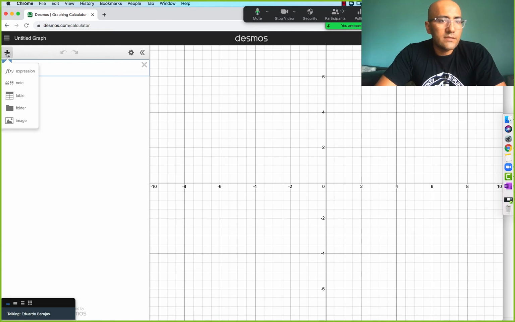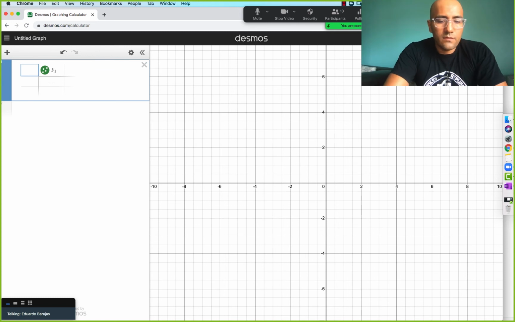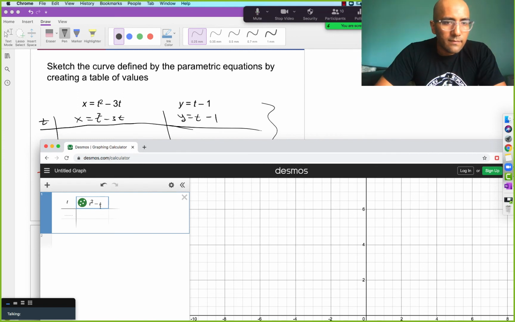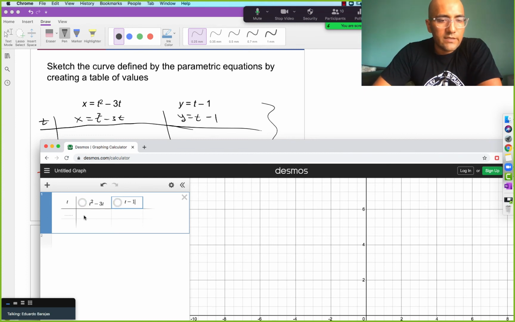Okay, so let's create some tables. t, and then the first one was t to the second power minus 3t, and the next one was t minus 1, like this. Okay, I want to graph these.